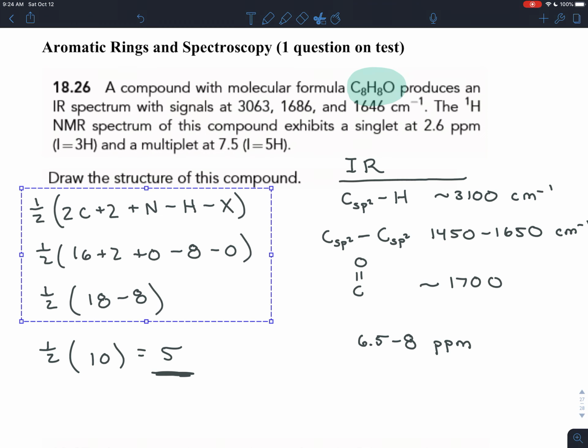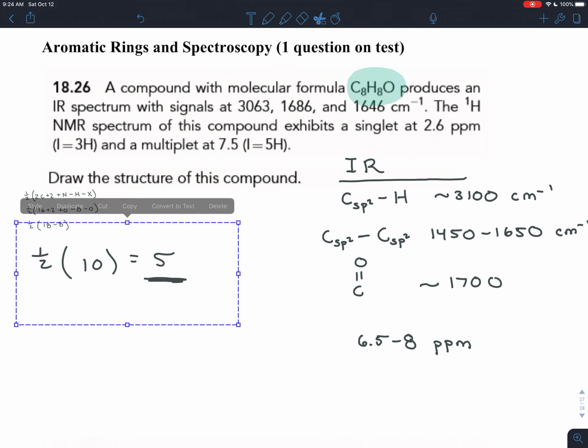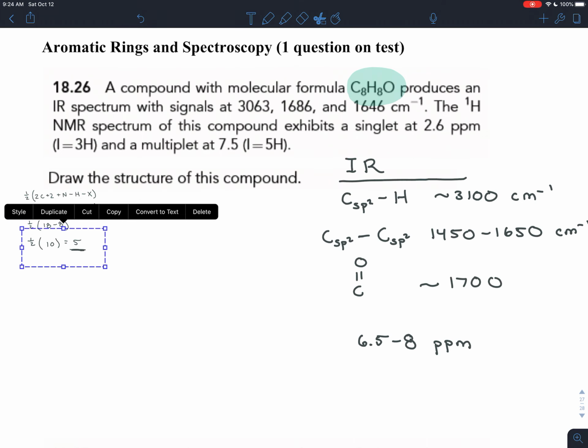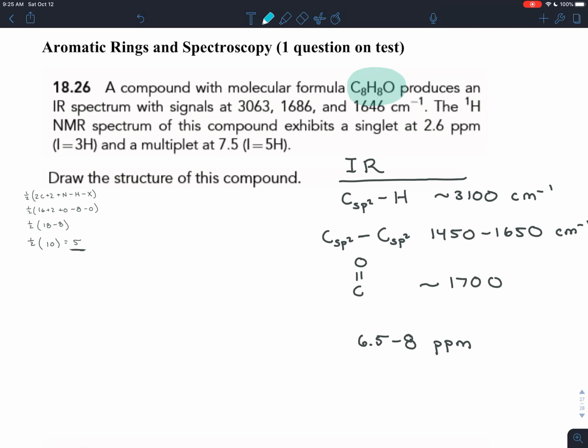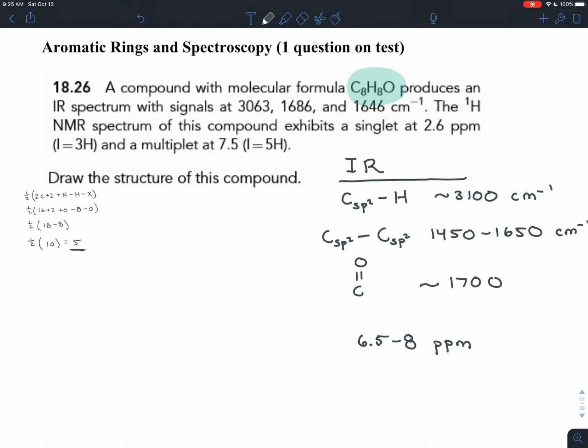First, and here I'll, just to make room, make this a little smaller. So we have 5 degrees of unsaturation. So we're thinking, okay, maybe we have a benzene ring here. What can we look for to confirm that?